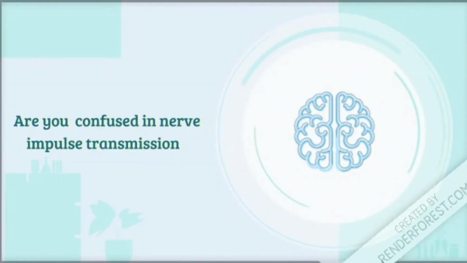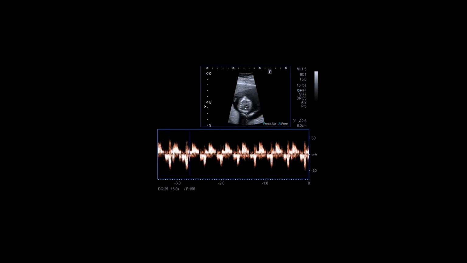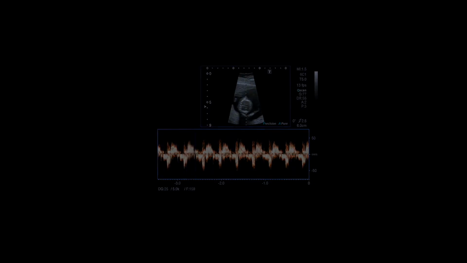You ask about how nerve impulse transmission occurs. Here is a solution for you. When a message is transmitted along a nerve fiber, it is called impulse transmission. This is what we learn from our classes. Okay, we are elaborating it vastly now.